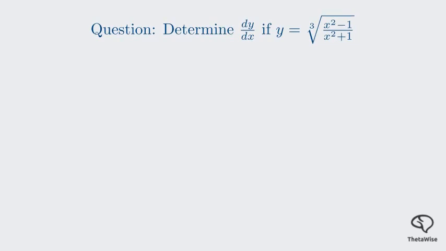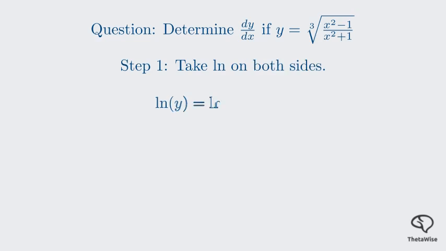Step 1. Take the natural logarithm of both sides. This is always our first move. So we get the natural log of y equals the natural log of the cube root of our original function.